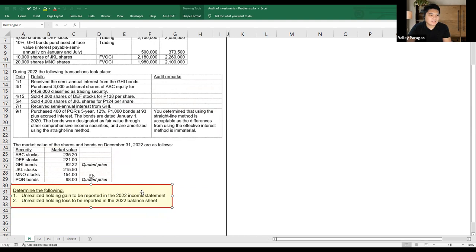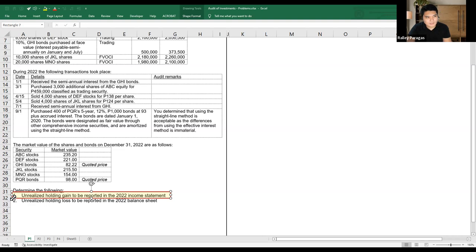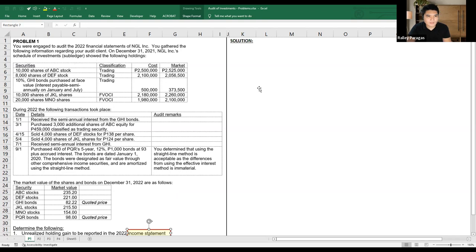Okay. So, himayin lang natin to. Yung first requirement, ang tinatanong sa atin dyan, unrealized gain or loss. Saan daw? Sa 2022 income statement. Ano ba yung lumalabas, sir, sa income statement natin? If you guys can recall, sige, sulat natin dito. Yung profit or loss mo, that is being presented in your income statement, di ba? Tapos, kapag nag-add ka ba dyan ng OCI component, that would be your comprehensive income already.